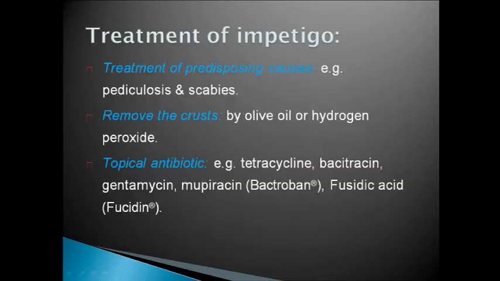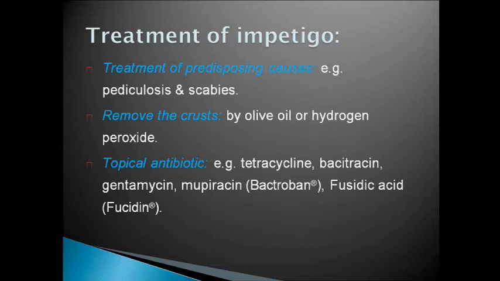Now treatment of impetigo. Predisposing conditions like pediculosis or staphylococcal infection, if present, have to be treated. Then we have to wash the part regularly, clean it properly, and remove the crust using olive oil or hydrogen peroxide. The crust has to be removed. Topical antibiotics like tetracycline, bacitracin, mupirocin, fusidic acid are used.